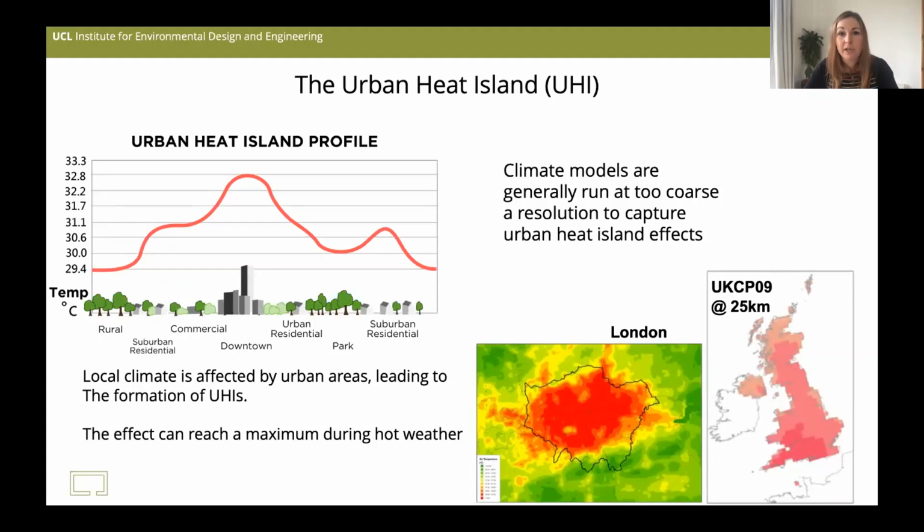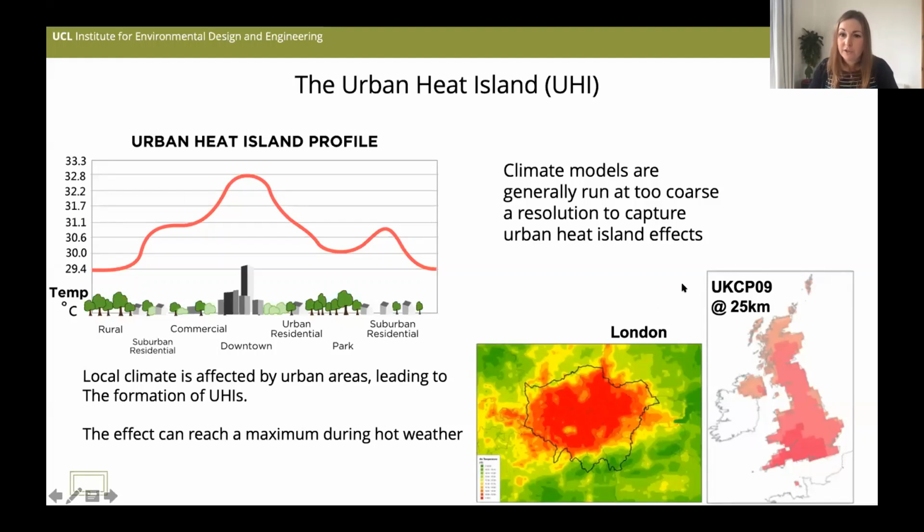I mentioned the urban heat island earlier on. For those who are unfamiliar, local climate gets affected by urban areas, so it tends to lead to the formation of heat islands. The temperature profile over a city may look something like this, with the highest temperature in the city centre, and cold spots in parks and rural areas. And this effect, the difference in temperature between the hottest part and the rural area, can reach a maximum during hot weather. And that obviously has implications for overheating in cities.